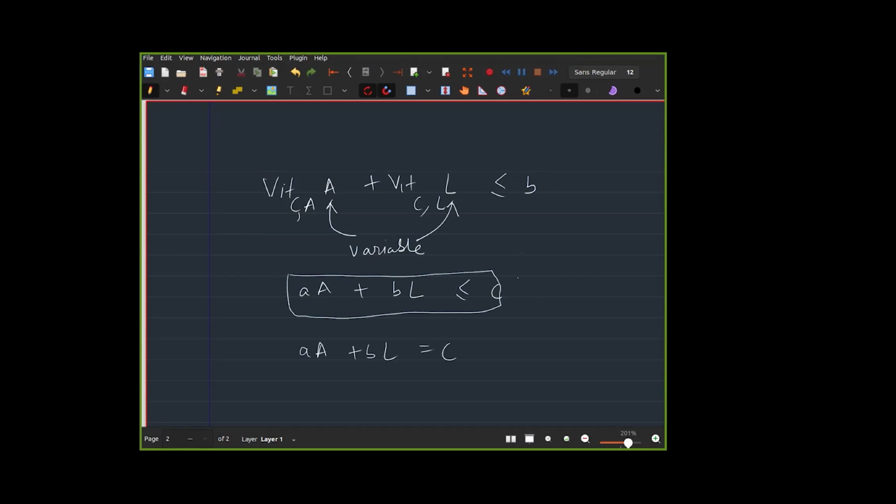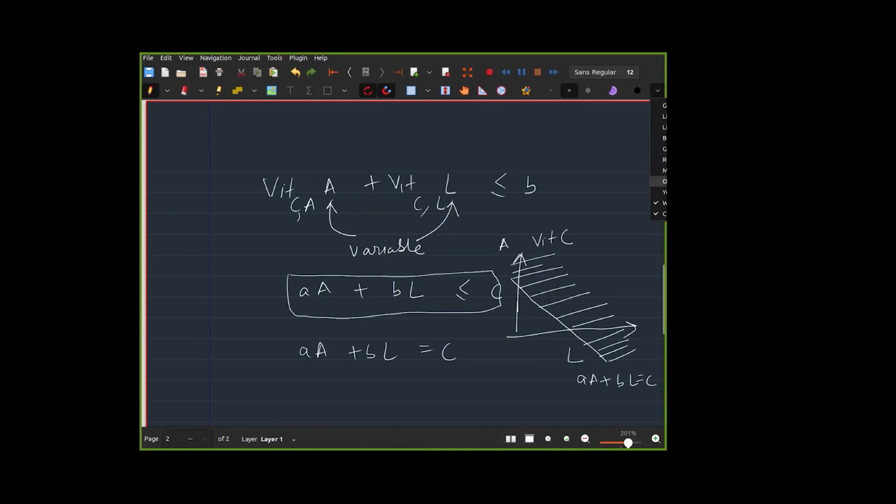And if you try to plot it, let's say my x-axis is number of lemons, y-axis is number of apples. And let's say I'm plotting this line, and it looks something like this, right? This is my aA plus bL equals c. And it can happen that this quantity less than or equal to c lies on one side of this line. So this whole area is my feasible space, right? So this is my feasible space for my vitamin C.